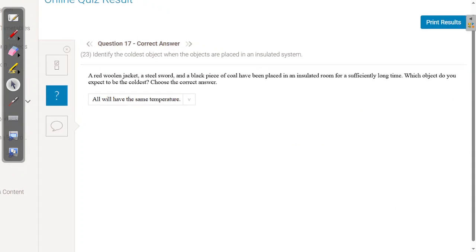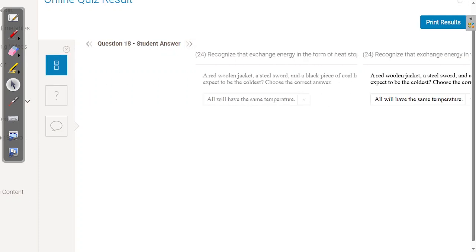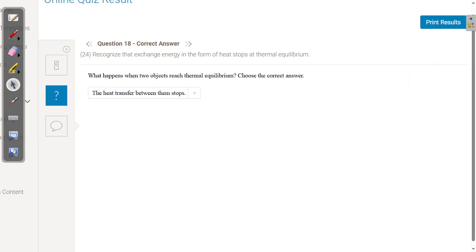Okay, now a red woolen jacket, seals, and black coal are in an insulated room. They will all be the same temperature because they're in the same room, and there's no energy loss. What happens when two objects reach thermal equilibrium? Yeah, heat transfer stops.